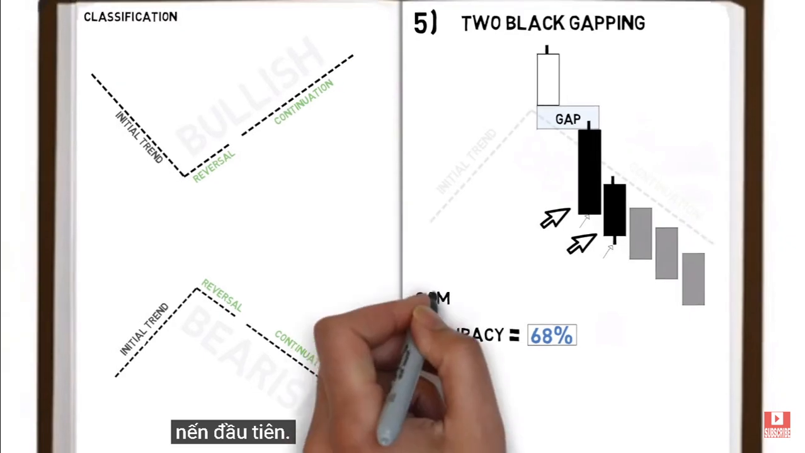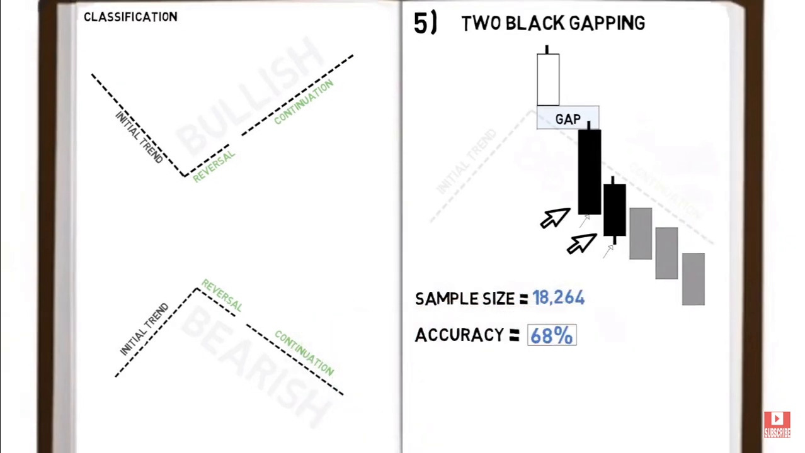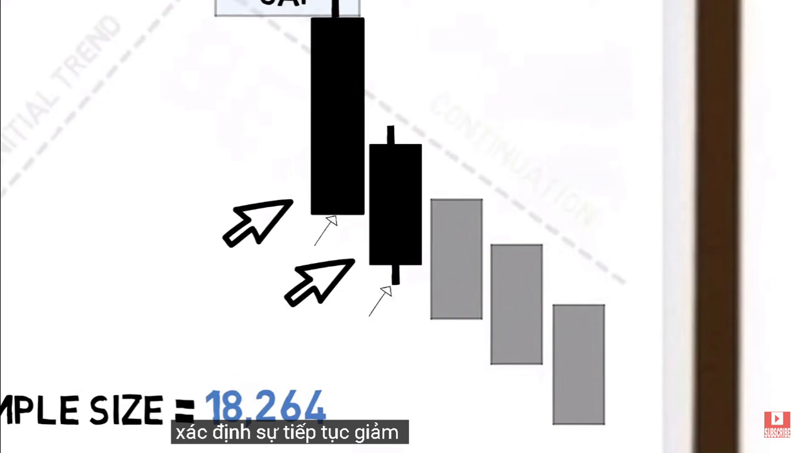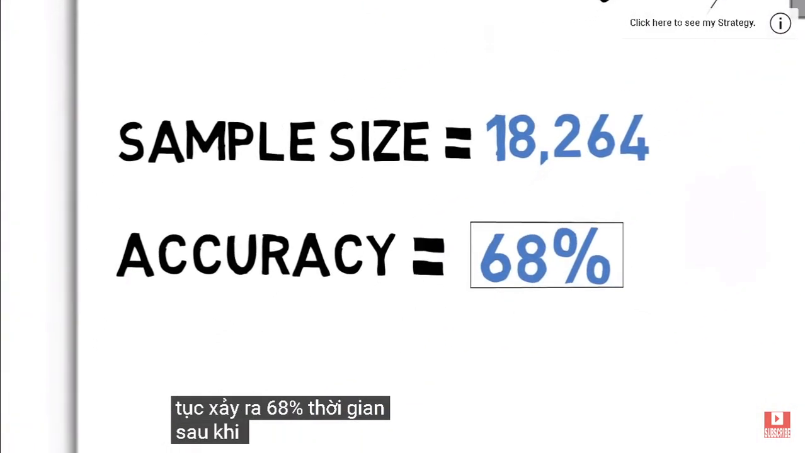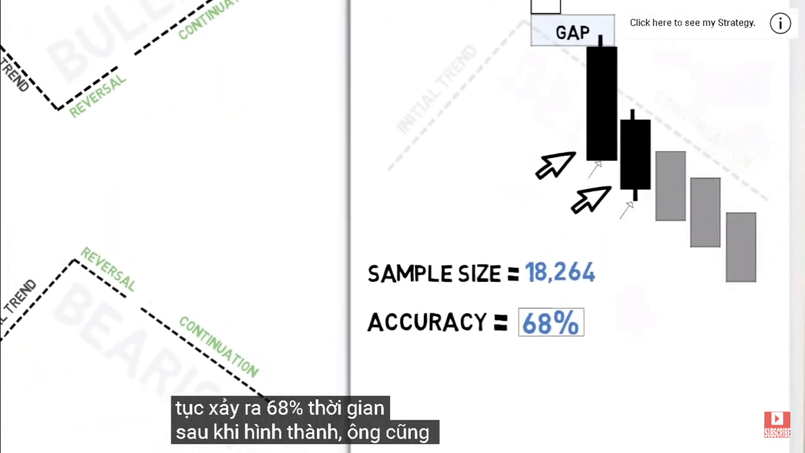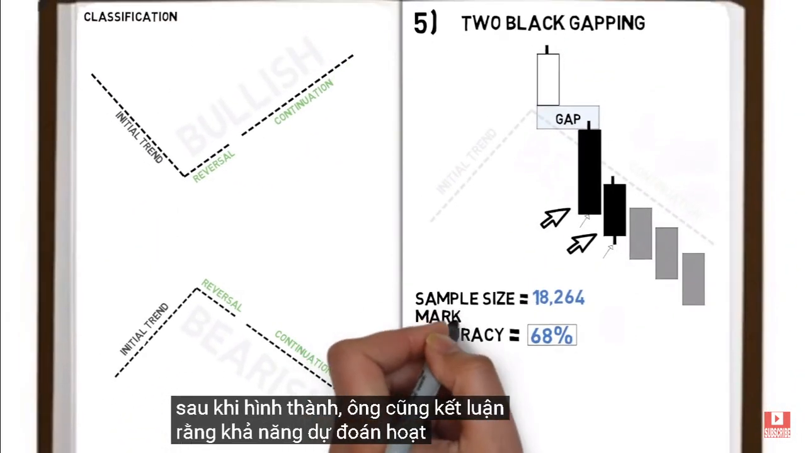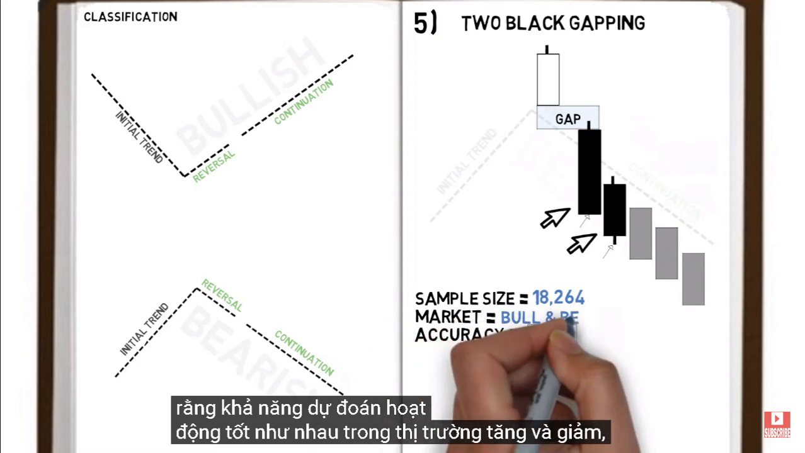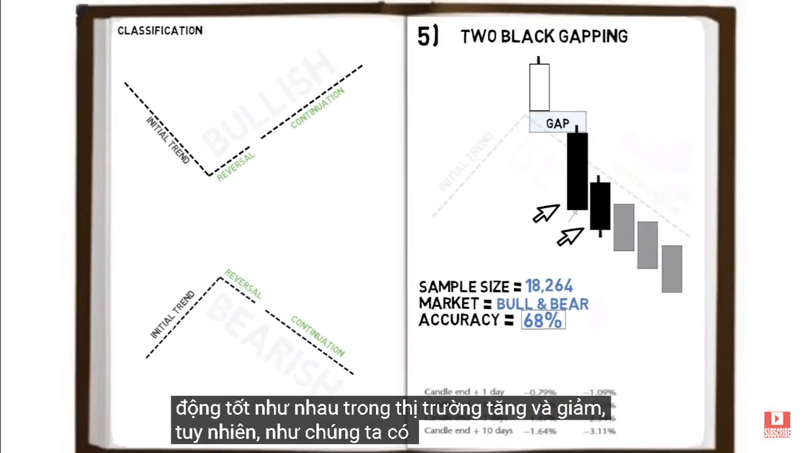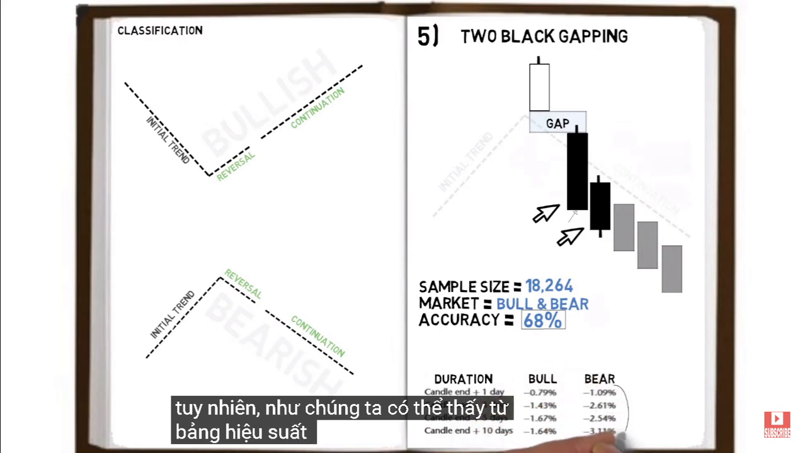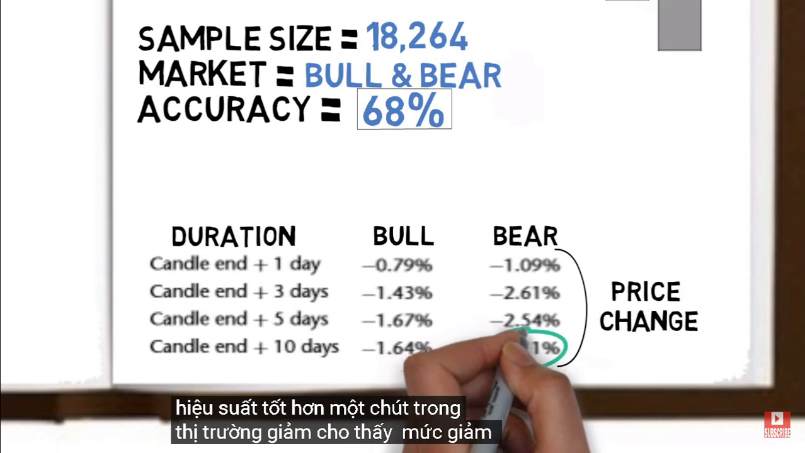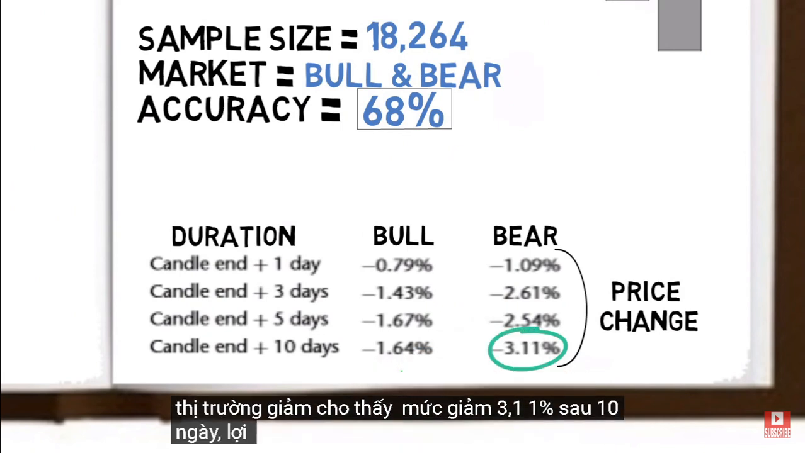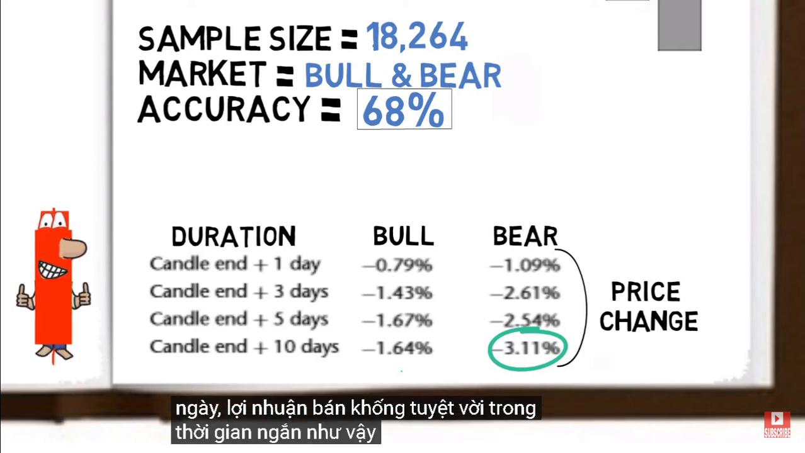Bulkowski used a sample size of 18,264 patterns of this nature to determine a downside continuation. A continuation occurred 68% of the time after the formation. He also concluded that the predictability performed equally well in bull and bear markets. However, as we can see from the performance table below, there is a slightly better performance in a bear market, showing a 3.11% decline after 10 days. A great short-selling return over such a short period.